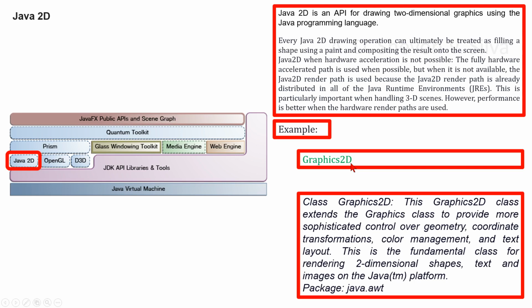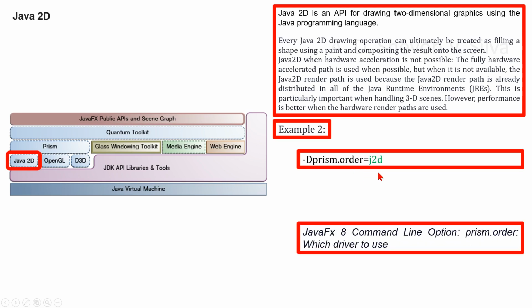As an example too, we can consider this JavaFX command line option. This configuration basically... Here prism.order implies which drivers to use. Here you can see J2D, Java 2D.